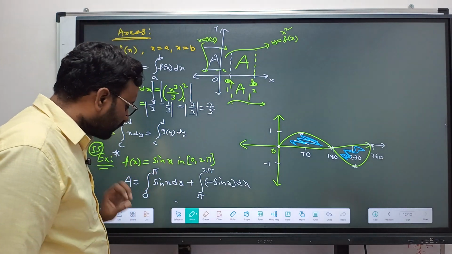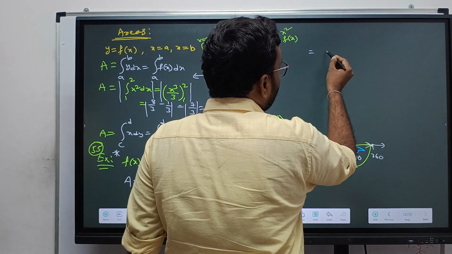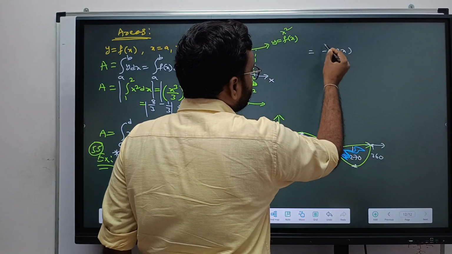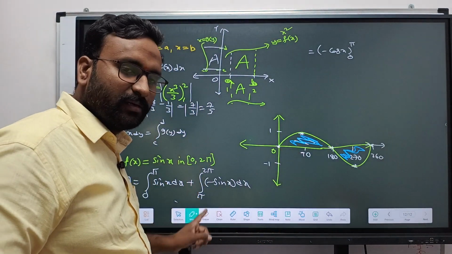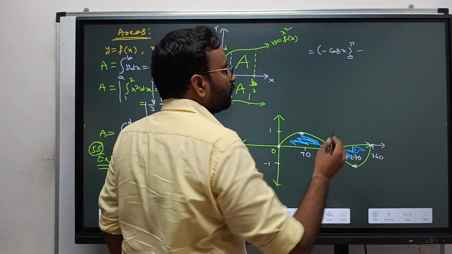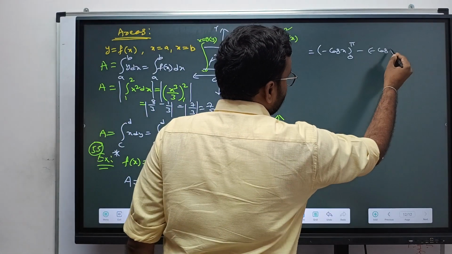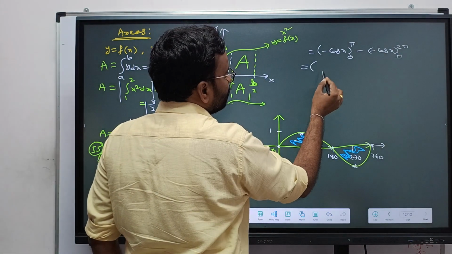So now what is the integral of sin x dx? It is minus cos x, with limits 0 to 180, and this is minus into plus, minus. Now the integral of sin x again is minus cos x, but the limits are different, pi to 2 pi. Now substitute the limits.